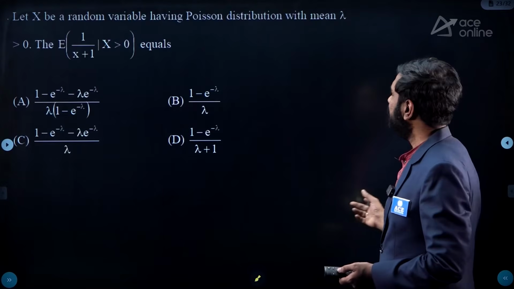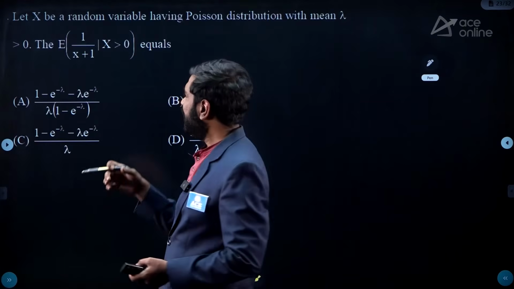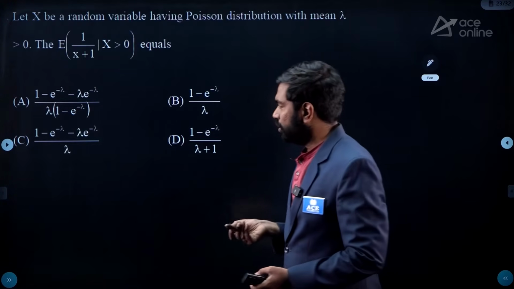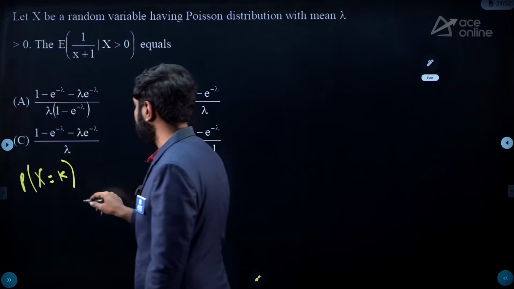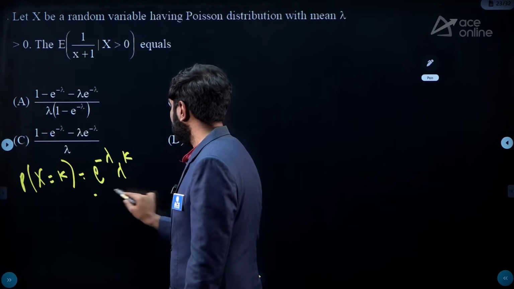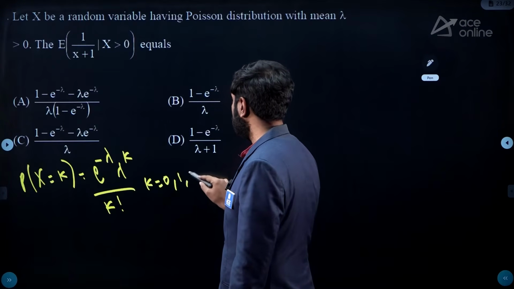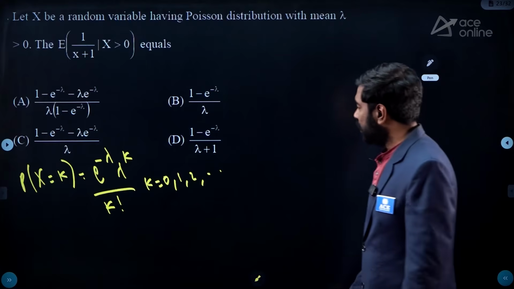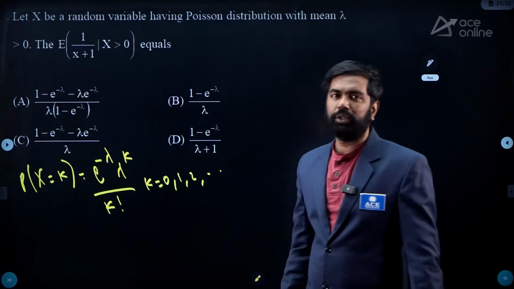Let X be a random variable having a Poisson distribution with mean lambda, which is greater than 0. The expectation of 1 by X plus 1 given X greater than 0. So try to recollect what is the probability mass function of a Poisson random variable. The probability of this event is e power minus lambda, lambda power k by k factorial, where k values are from 0, 1, 2 and so on. Now he is asking us, for X greater than 0, what is the expected value of 1 by X plus 1?